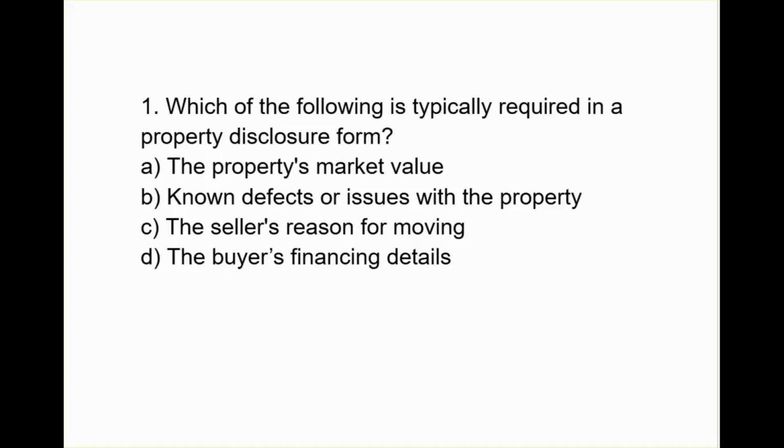Which of the following is typically required in a property disclosure form? A, the property's market value. B, known defects or issues with the property. C, the seller's reason for moving. D, the buyer's financing details.